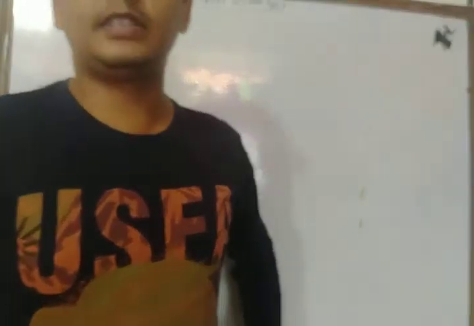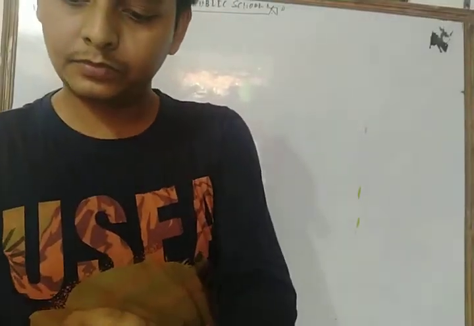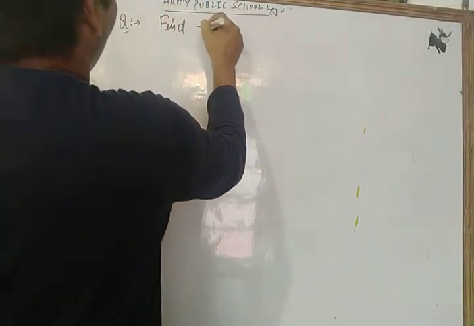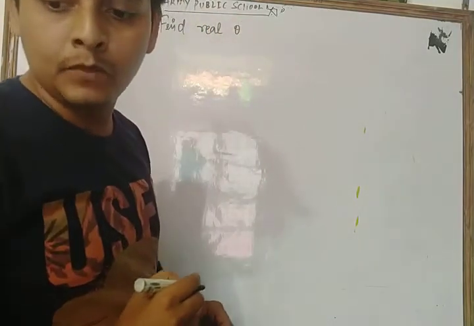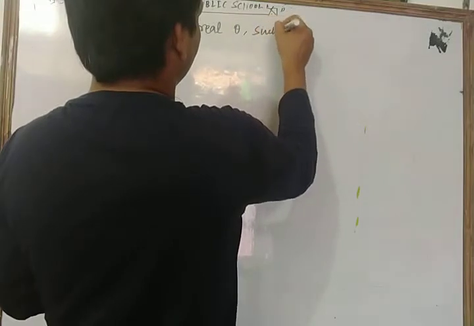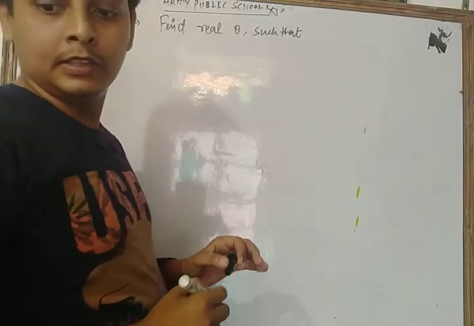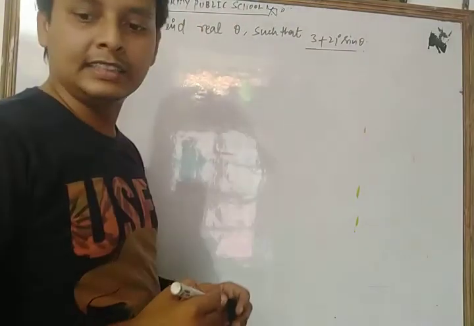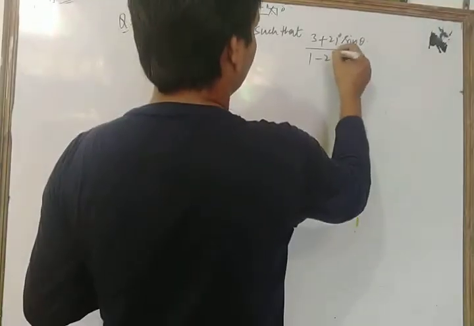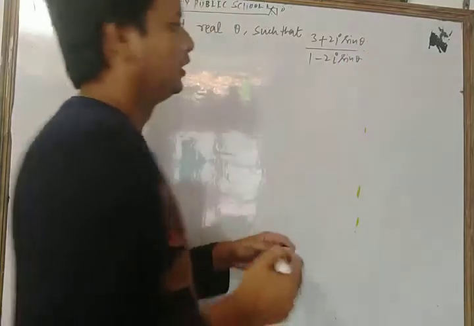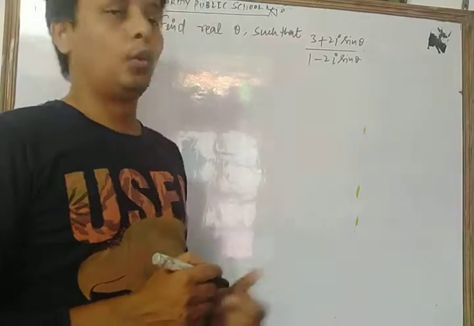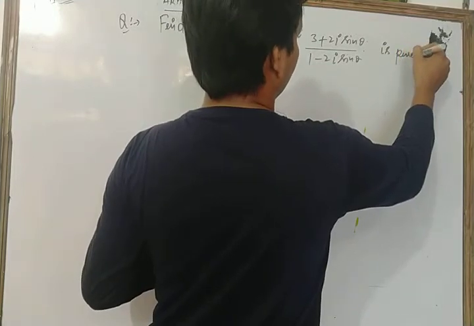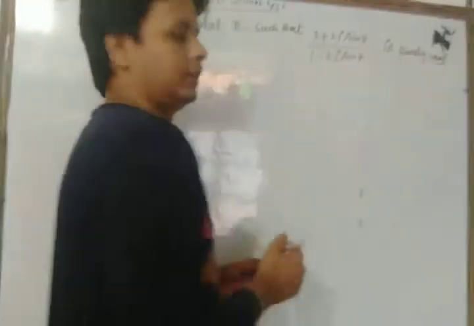Now let's see a very important question of your NCERT exercise. Find real theta. Your question is: find real value of theta such that (3 + 2i sin theta) upon (1 − 2i sin theta) is purely real. This is our question here.